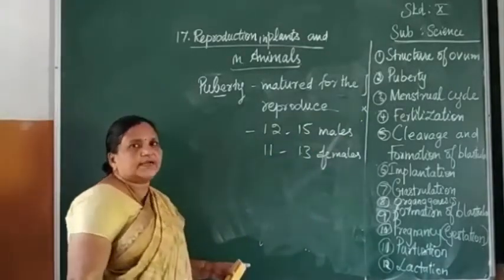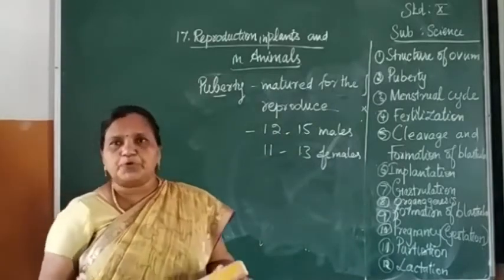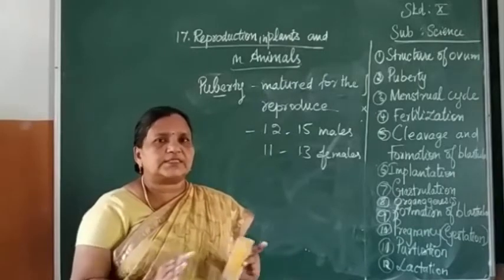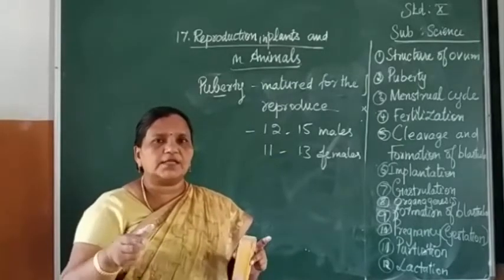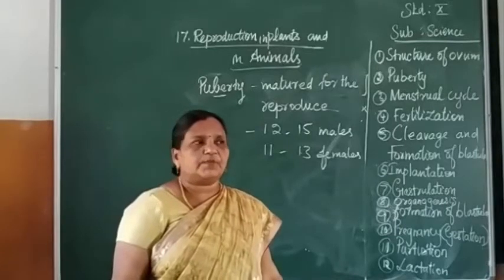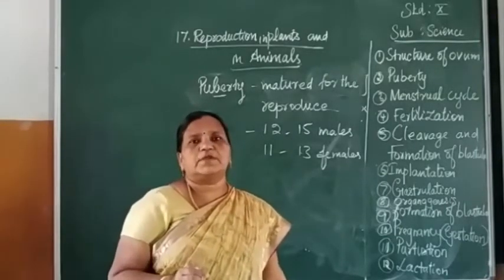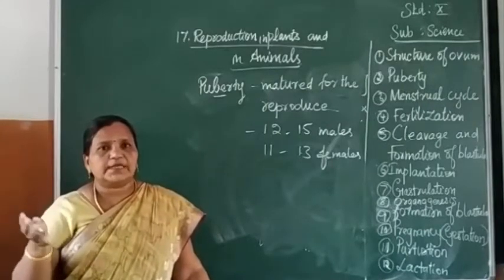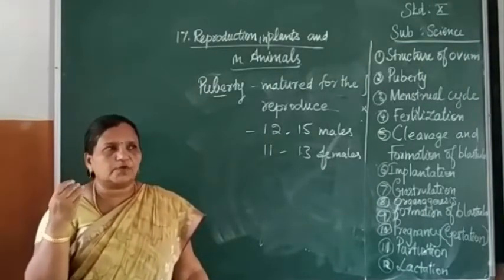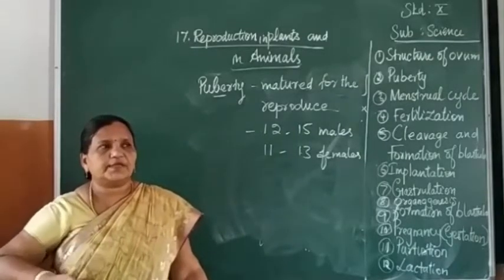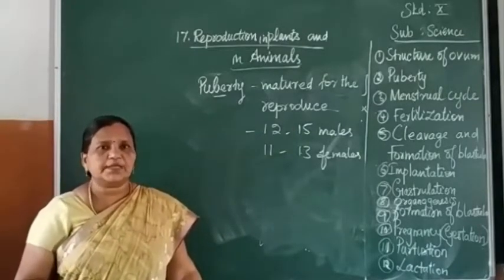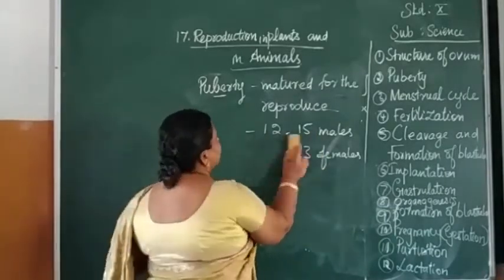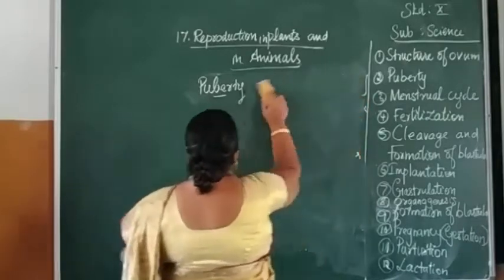Then menstrual cycle. After attaining puberty, some physical and structural changes occur on the physical structure of males and females. Secondary sexual characters will appear. In males, beard and mustache will grow, and the voice change may also be there. In females, some body changes may also be there. Now we are going to study the menstrual cycle. So puberty over, the third one is the menstrual cycle.